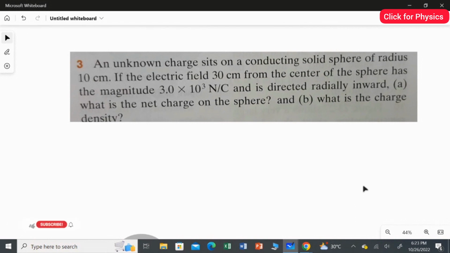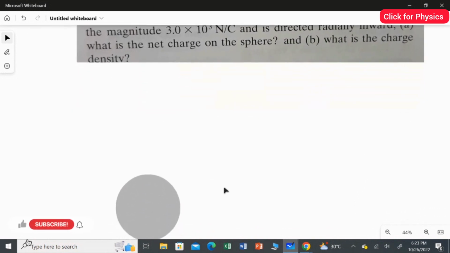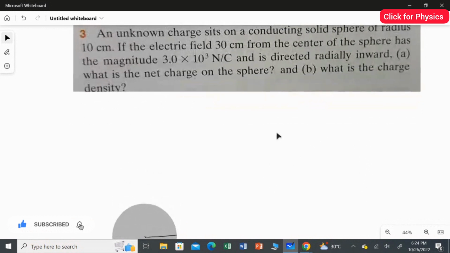And this sphere has a radius. So better I am going to write something from this diagram. So we have the solid sphere. That means all the charges, we don't know what is the charge exactly sitting on the surface because we are going to find the value of the charge. But what is the radius of the sphere? If you see this diagram, what's the value they mentioned in the question? The radius of the sphere is 10 centimeter.